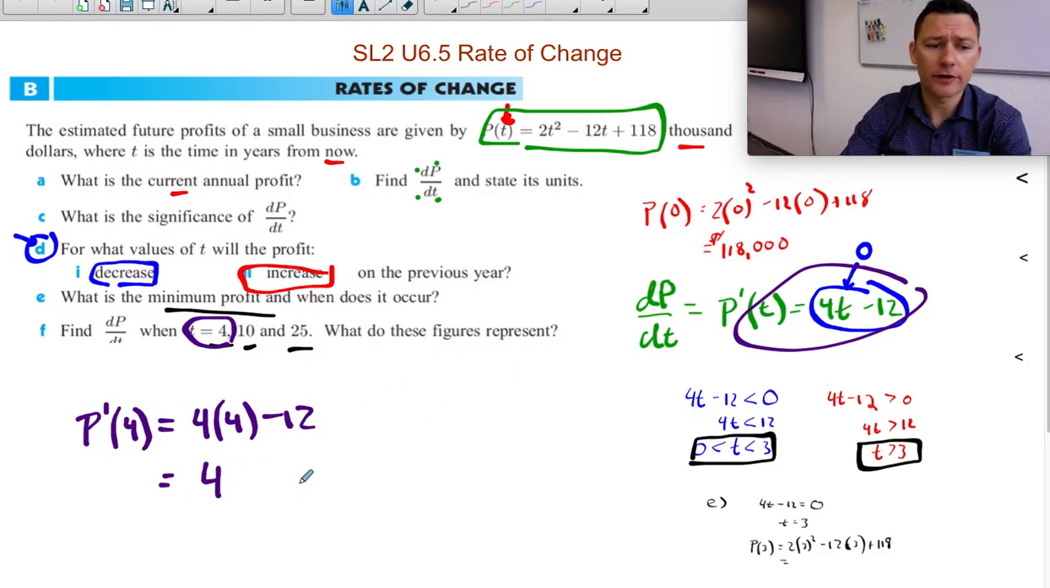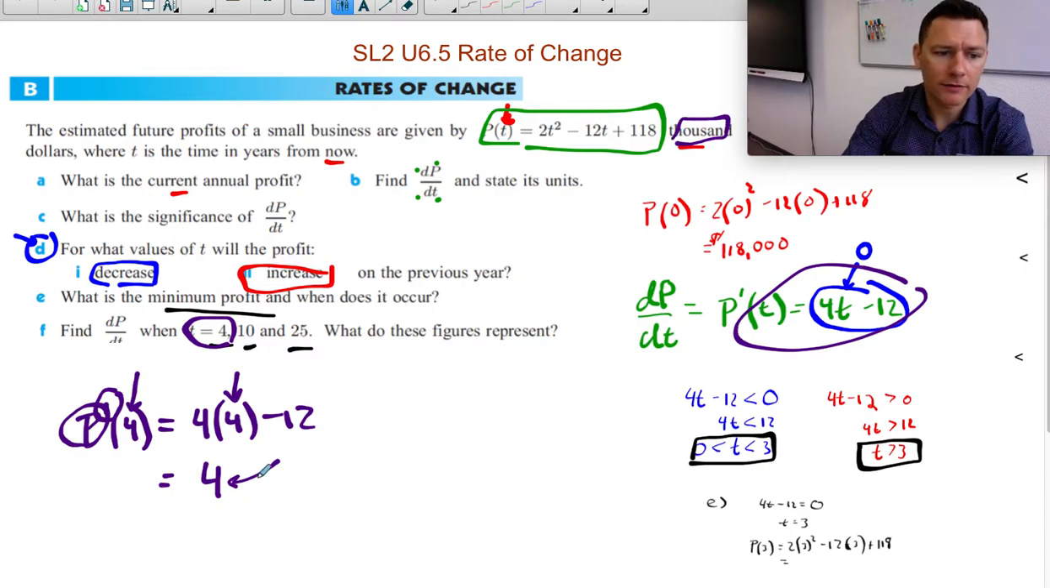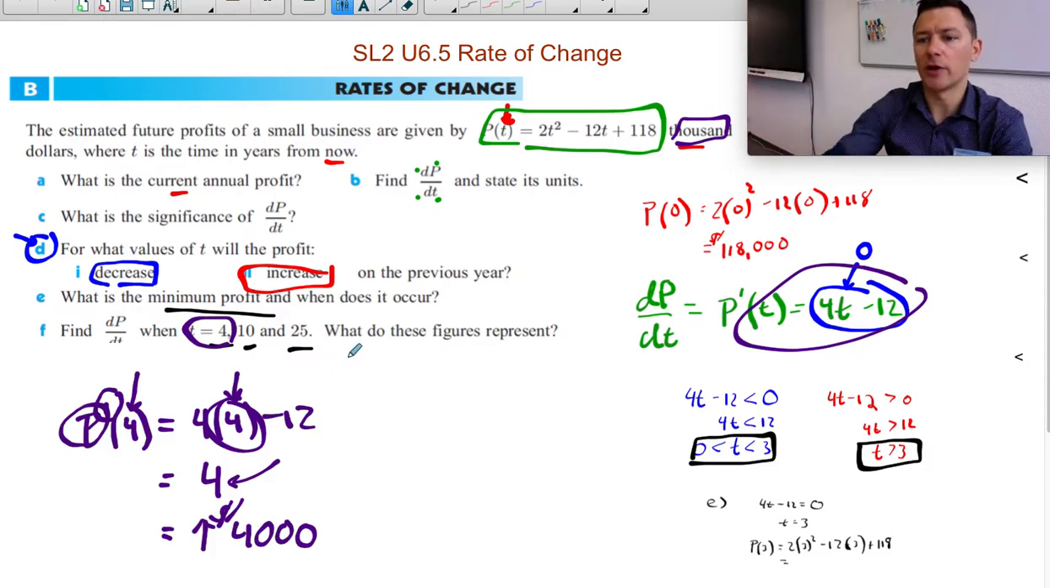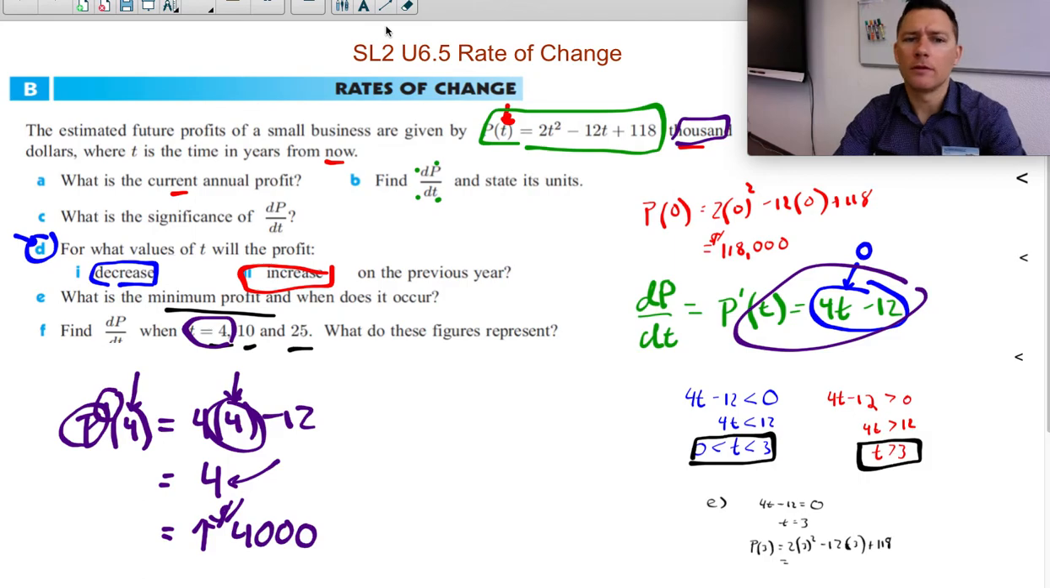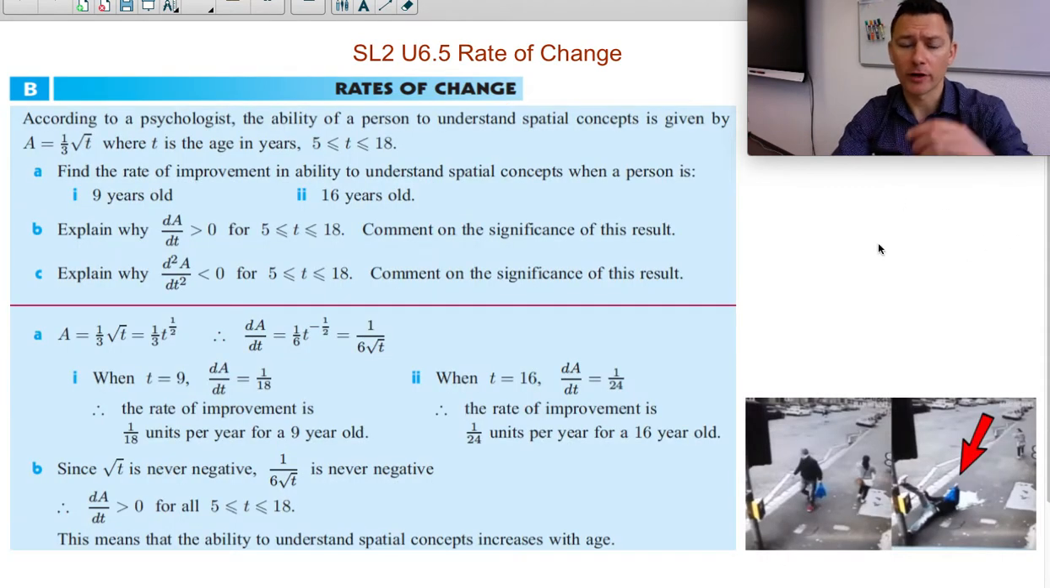So what do these figures represent? This means that at year 4, our change in profit is $4,000. Right, so it's positive, so it's increasing by $4,000 a year at year 4. You could do the same thing for 10 and 25, and you'll see that keeps going up. Cool. You're just looking at a function, you're finding the change with the derivative, and then you're applying it. The same things as we've been working on before.